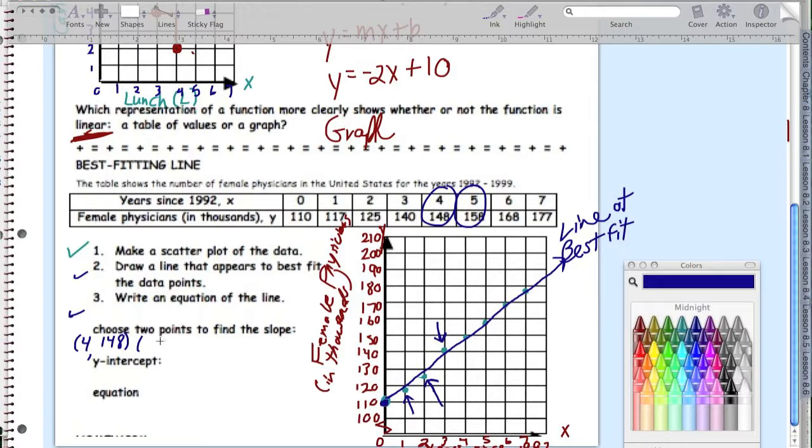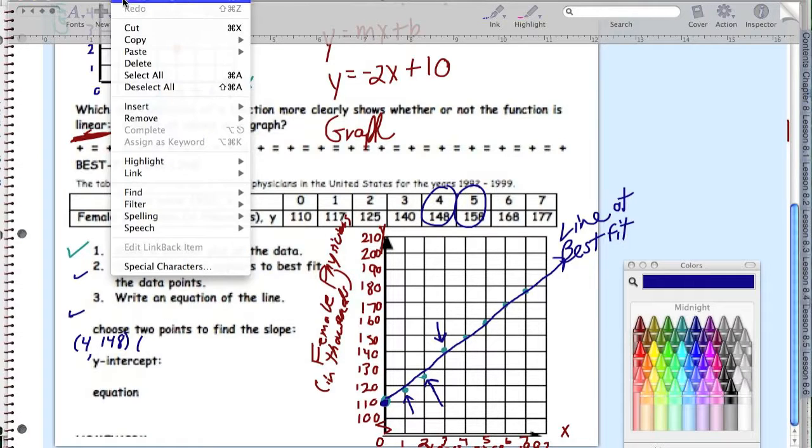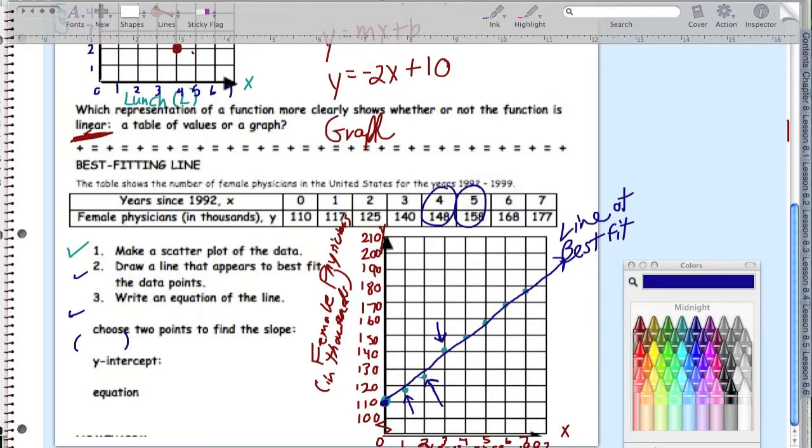Because our line follows differently, not all of them are equal, you can choose whatever you want. I may actually choose my smallest and my largest points. 0, 110, and then 7, 177. So my slope is going to be rise, which is 110 minus 177. My run is going to be the x's, 0 minus 7. 110 minus 177 is negative 67, and 0 minus 7 is negative 7. So my slope is negative 67 over negative 7, which is positive 67 sevenths.